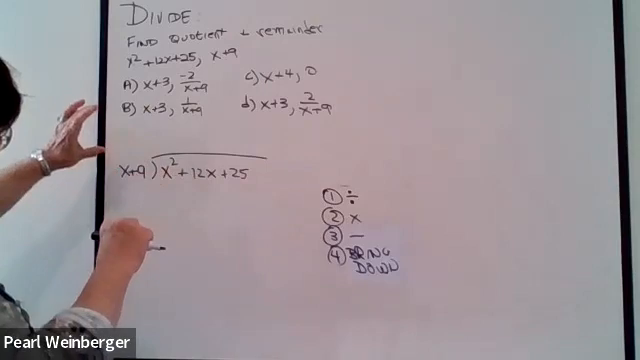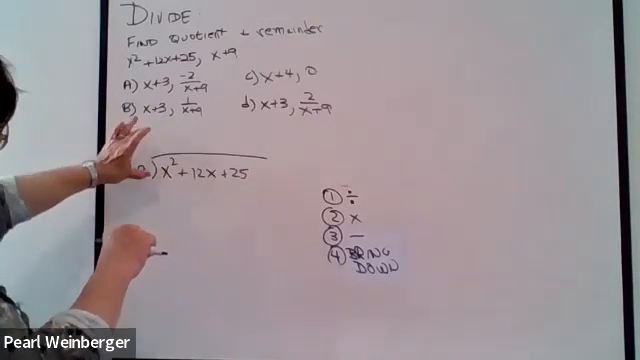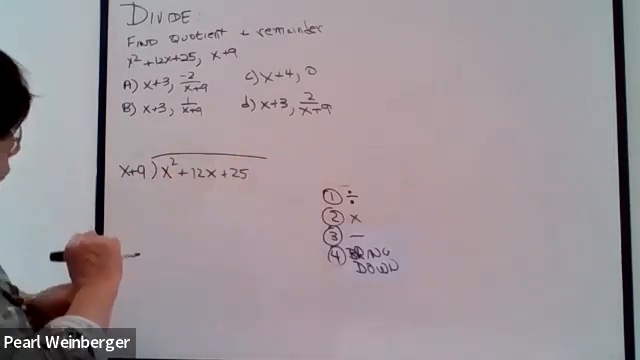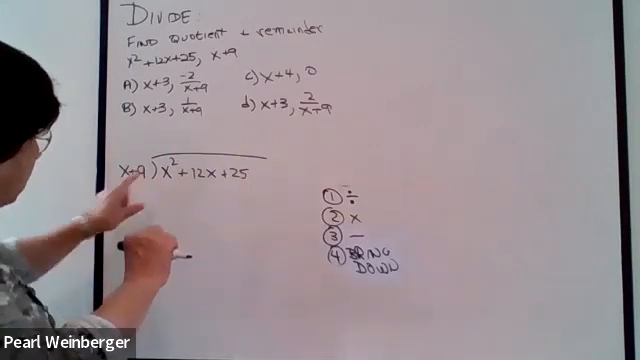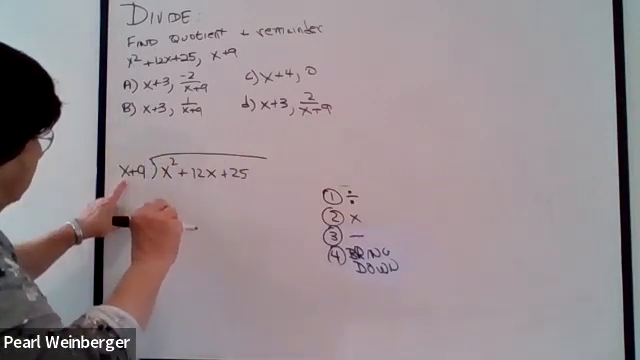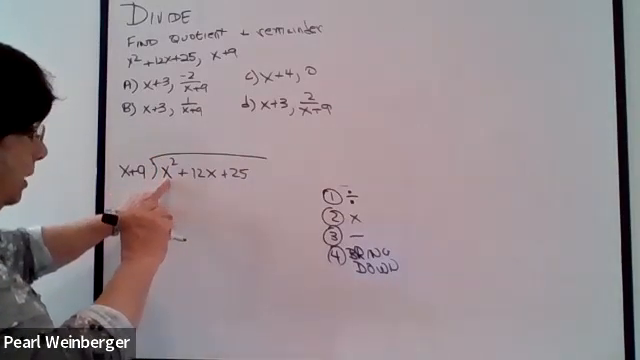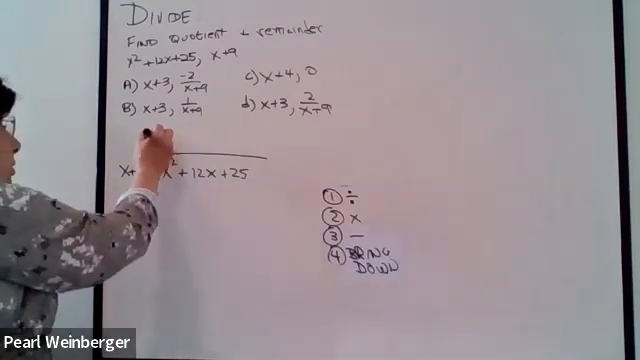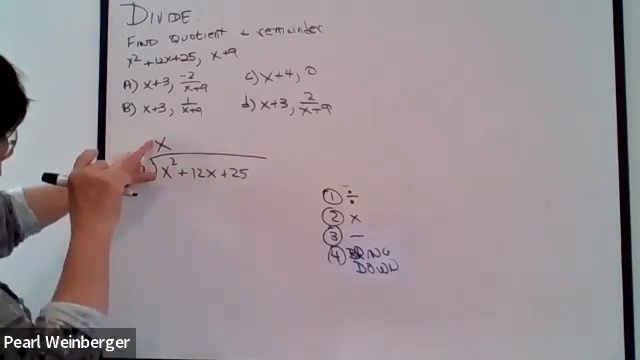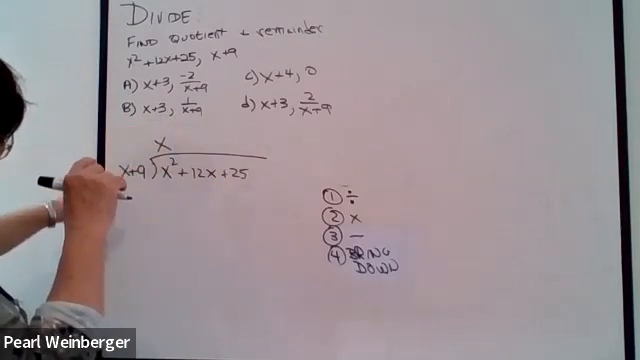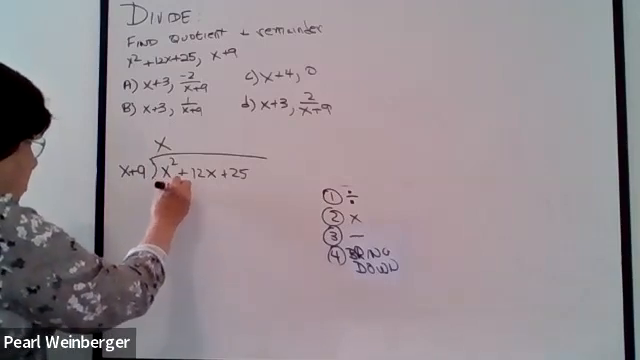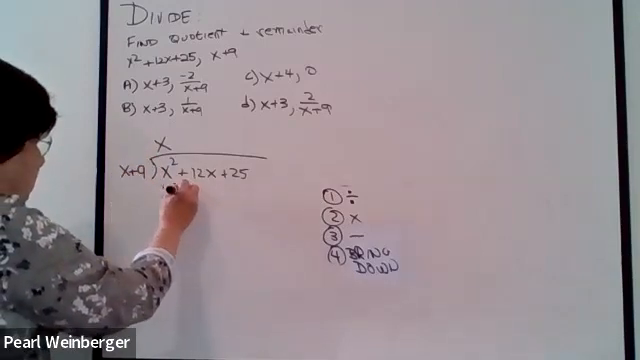So I rewrite this with the x plus 9 on the outside, my division sign, and my x squared plus 12x plus 25 on the inside as the dividend. And then we take our first term, x, and divide it into our first term, x squared. And x into x squared goes x, because x times x is x squared. After we divide, we multiply what we just put on top by the whole binomial. So we do x times x is x squared, and x times 9 is 9x.